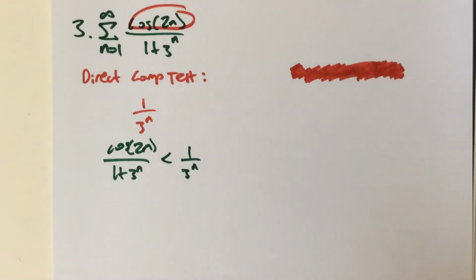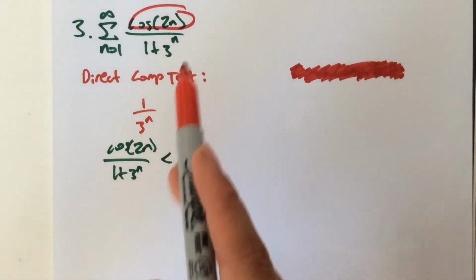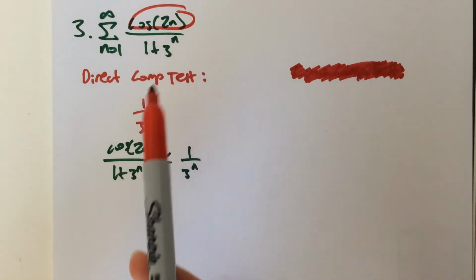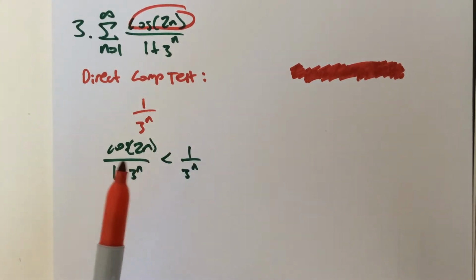Number 3 gives the series of cosine 2n over 1 plus 3 to the n. The strategy for this is to see that you can use the direct comparison test very easily, and this is definitely the easiest test to use. So we know that cosine 2n is bounded between -1 and 1. So therefore, it is smaller than 1 over 3 to the n. So with that, we can easily use a direct comparison test.